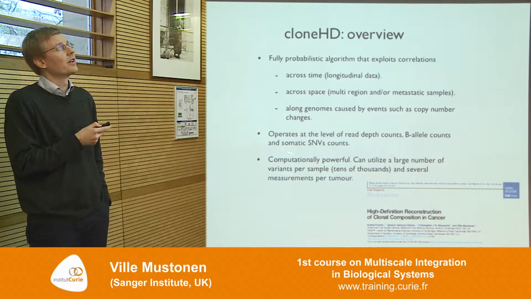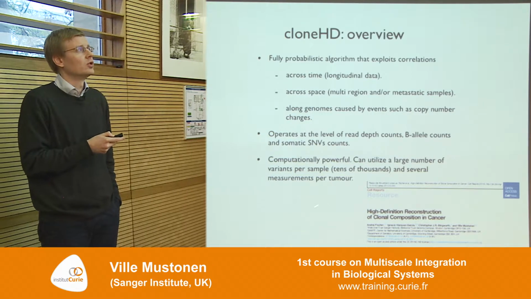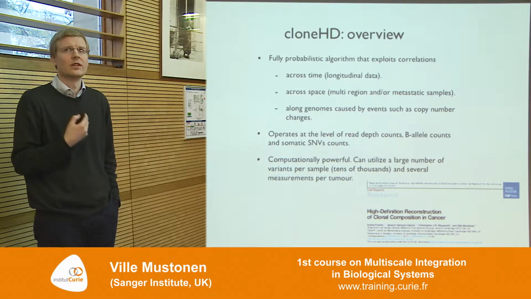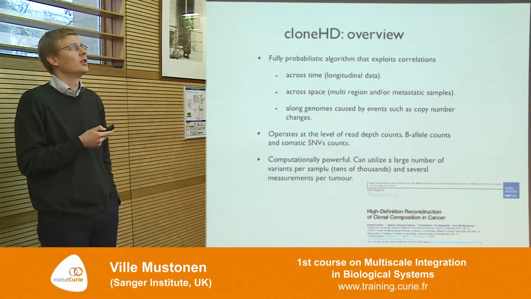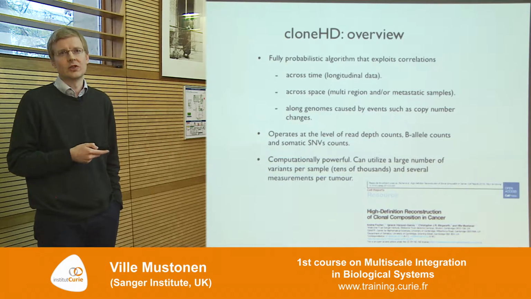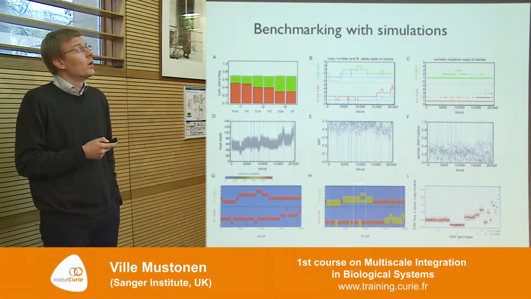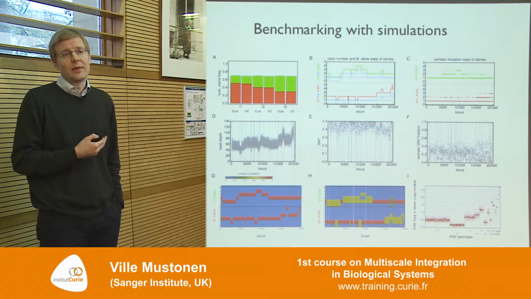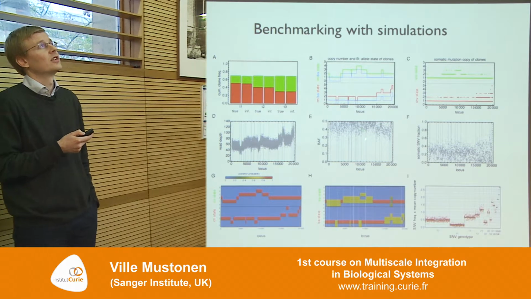And this algorithm operates at the level of read depth and so-called B allele counts, I'll explain later what this is, and somatic SNP counts. And we can run it through with real data. So with cancer genomics, the data sets and sizes tend to be quite large. So whatever you develop should be applicable to real data. And when you develop an algorithm like that, you always benchmark with simulations. So I'm just going to show you this benchmark just to explain what the data is like.